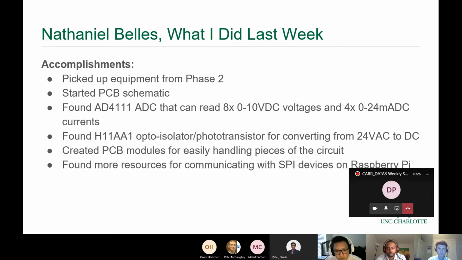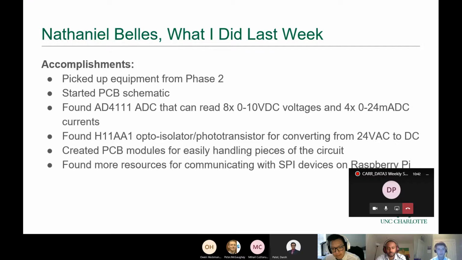And I'm going to go ahead and read through Nathaniel's accomplishments. So this week he was able to pick up the equipment from phase 2. He has it. We're holding off on looking at any of it right now because we want to be able to do it on our own.